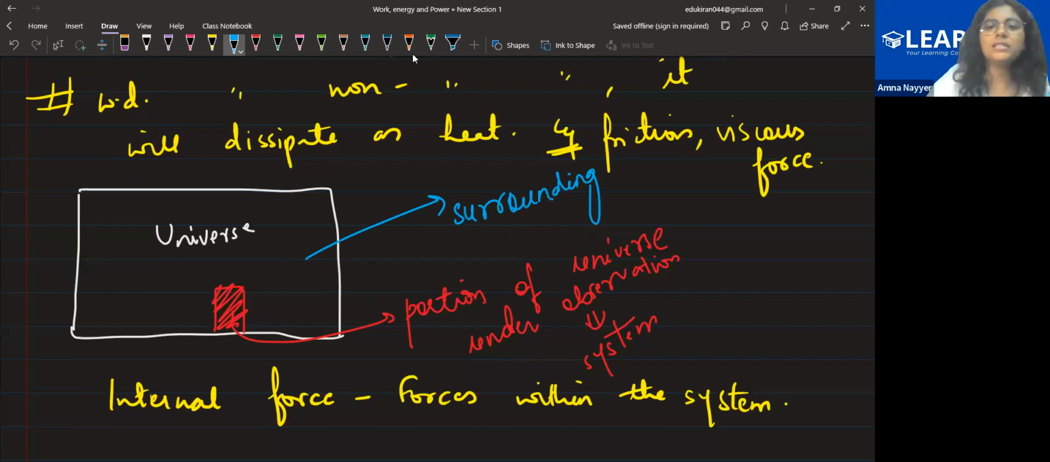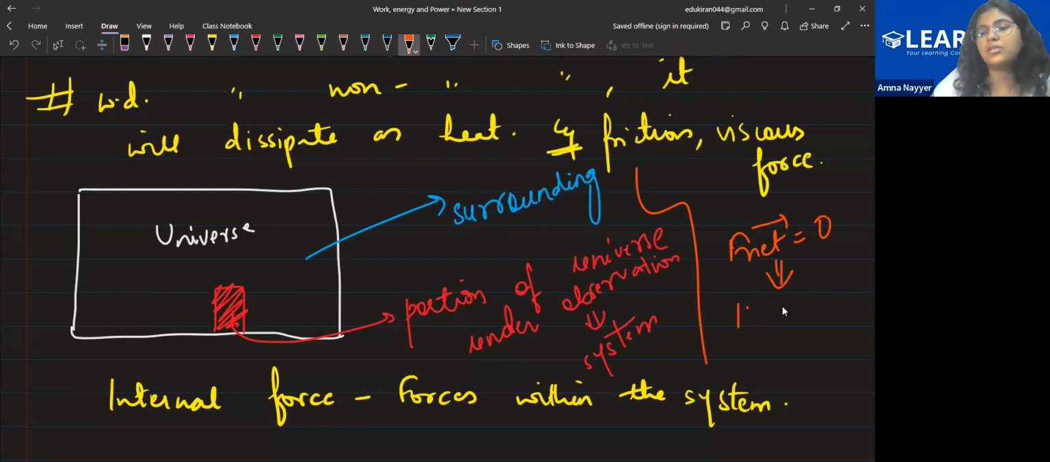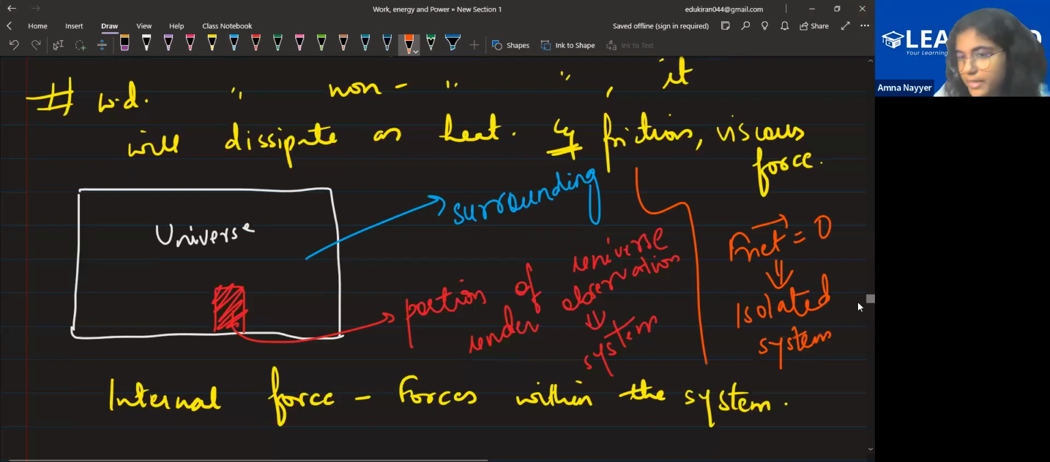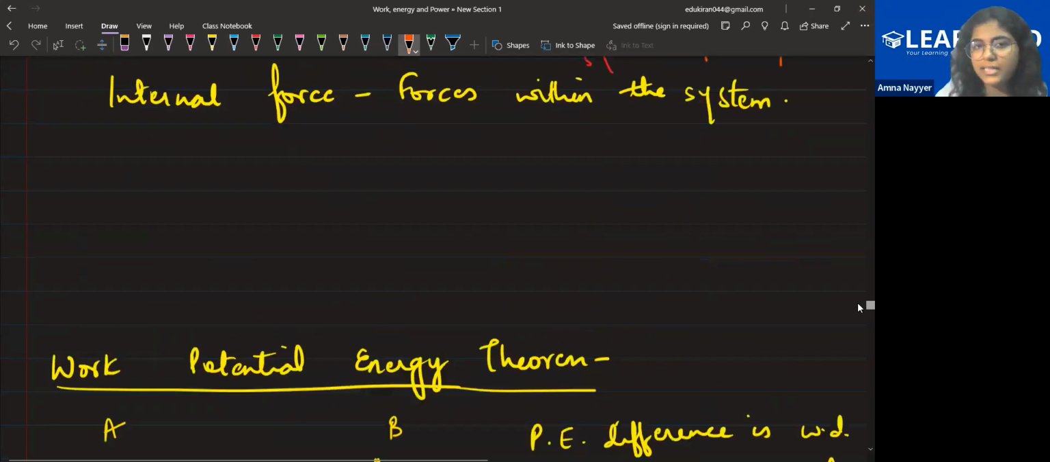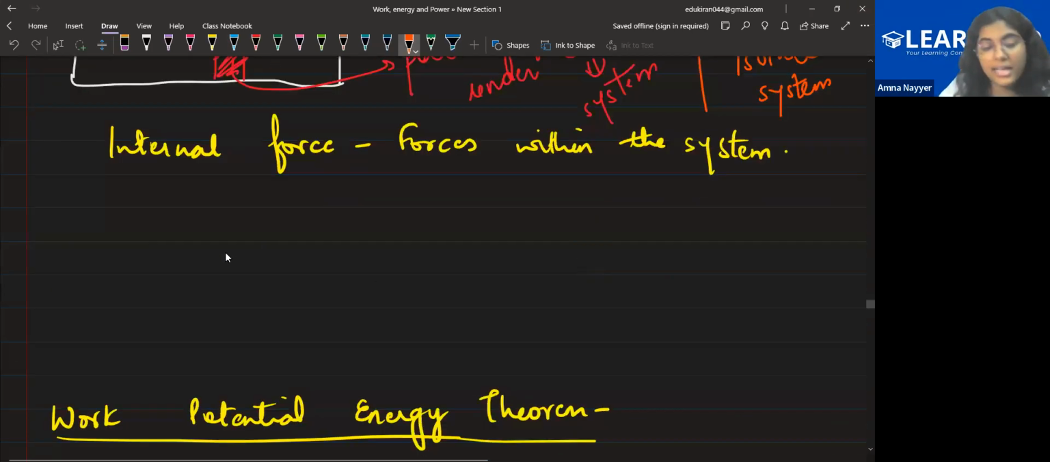The important thing over here is that the net force is 0. We call this an isolated system. I told you this in the previous class, so I'm not repeating it in detail. Internal forces are forces within the system, external forces are forces outside the system. Like if I say a rocket is there.